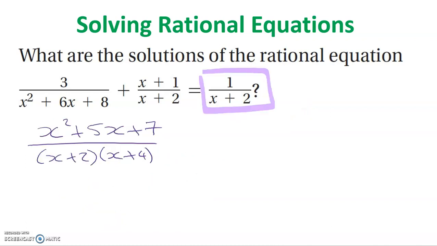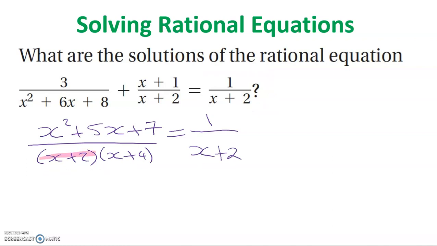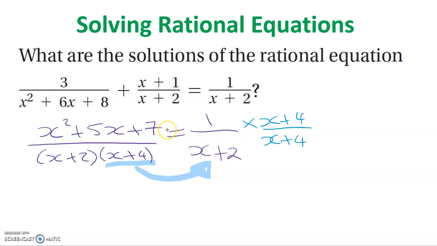Now I can't do anything more with the left-hand side, so I'm just going to bring the right-hand side back in that we've been ignoring. And now we have to make these 2 denominators the same. X plus 2 exists in both denominators. However, x plus 4 is missing from this side, so we're going to have to multiply it by x plus 4 over x plus 4.